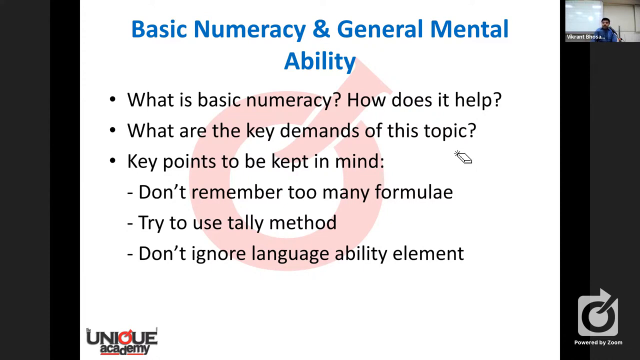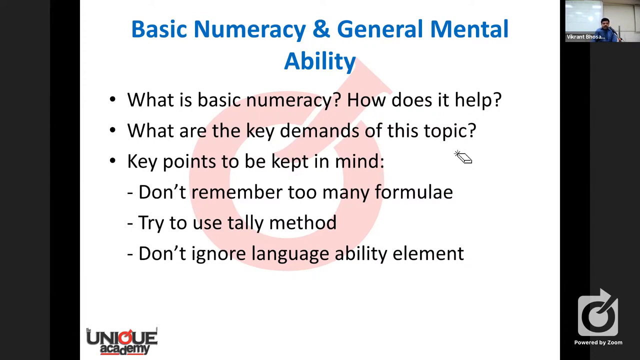Okay, you should know this. What is the divisibility test for 7? What is it for 11? All these come under basic numeracy. Even simple mathematical operations like square, square root, cube, cube root, factorial, HCF, LCM.